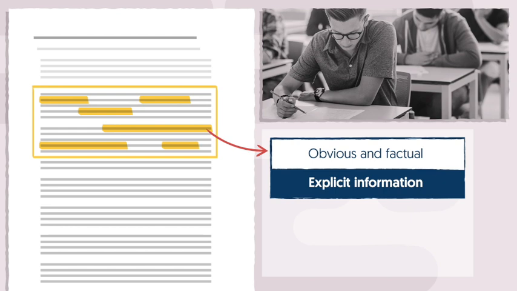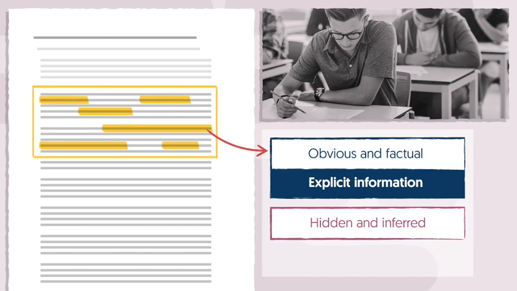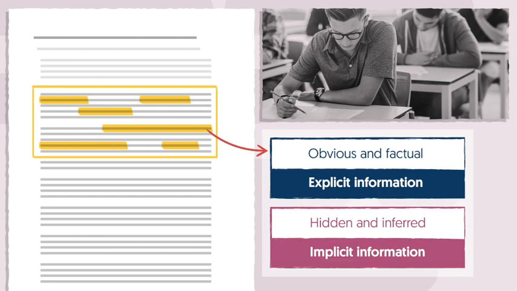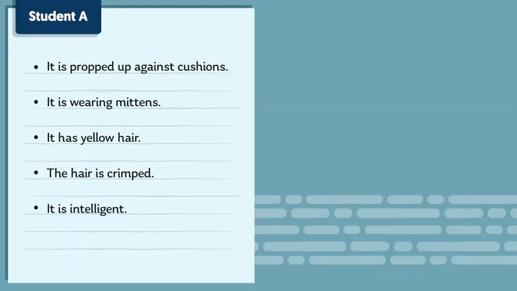While you read the given lines in the text, try to highlight the obvious and factual information, known as explicit information, about the doll first. Then look for the hidden and inferred points, known as implicit information. Now let's take a look at student A's response to this question.